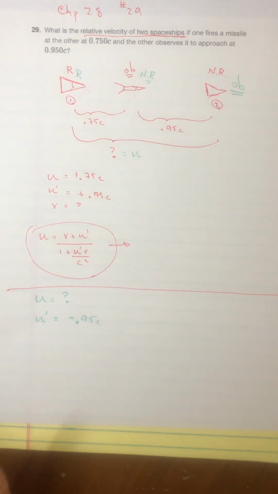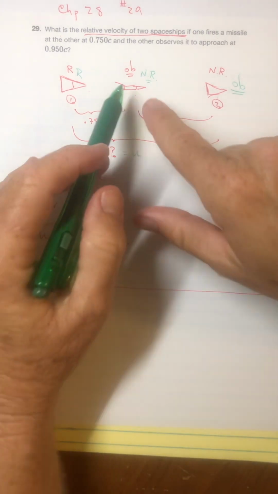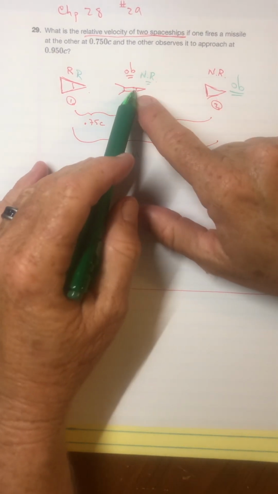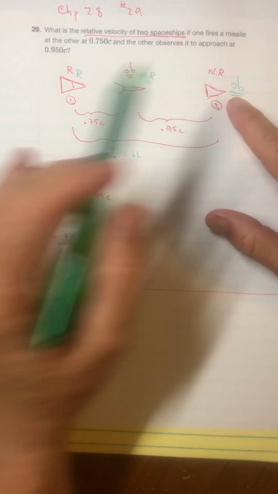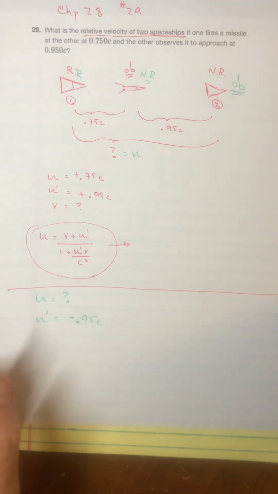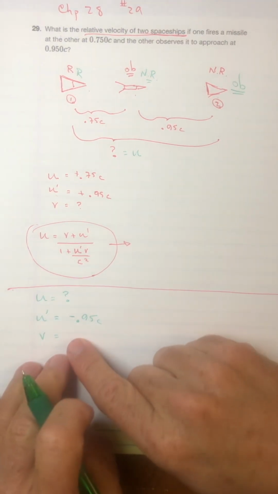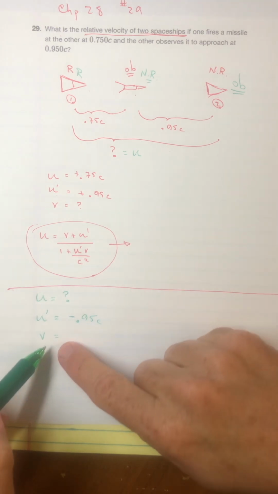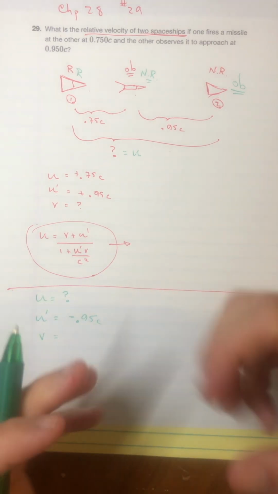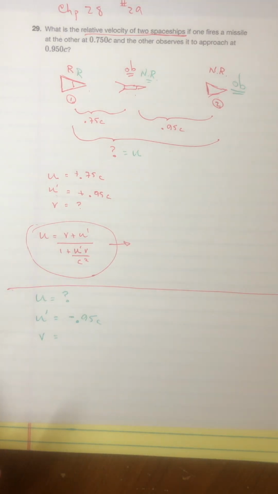And so in this, like I said, weird view where you're thinking this is stationary and this is an observer and then this is the object, it would be coming this way at 0.95. And then the v is the velocity of the two observers here.